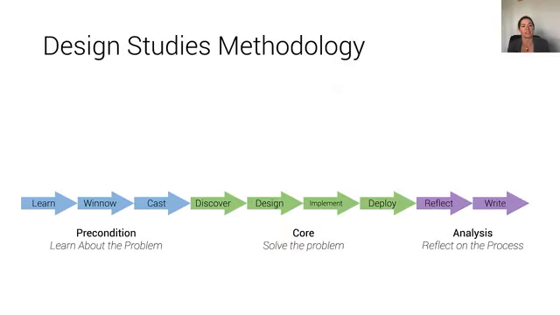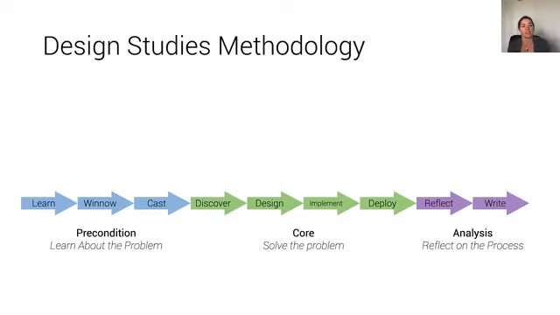The design study methodology is broken up into 9 steps. The first 3 of these are the precondition. This is where we learn about the problem. So those phases are learn, essentially doing our homework to figure out what's going on in this problem. Winnow, where we choose the aspects of the problem to focus on and the people to work with. And cast, where we set the project up for success by defining the roles that various members of the team will take in solving the problem.